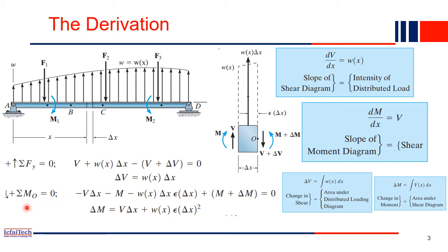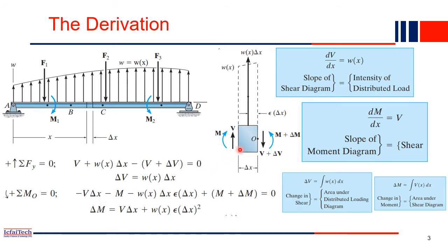Now similarly, if you apply the summation of all the moments about O equal to 0, what are the moments acting? The first moment is M. M is acting in a clockwise direction. But what is our sign convention? Anti-clockwise we consider as positive. This M is acting clockwise, so it will be negative, which is why it is written minus M. So this is one moment acting.